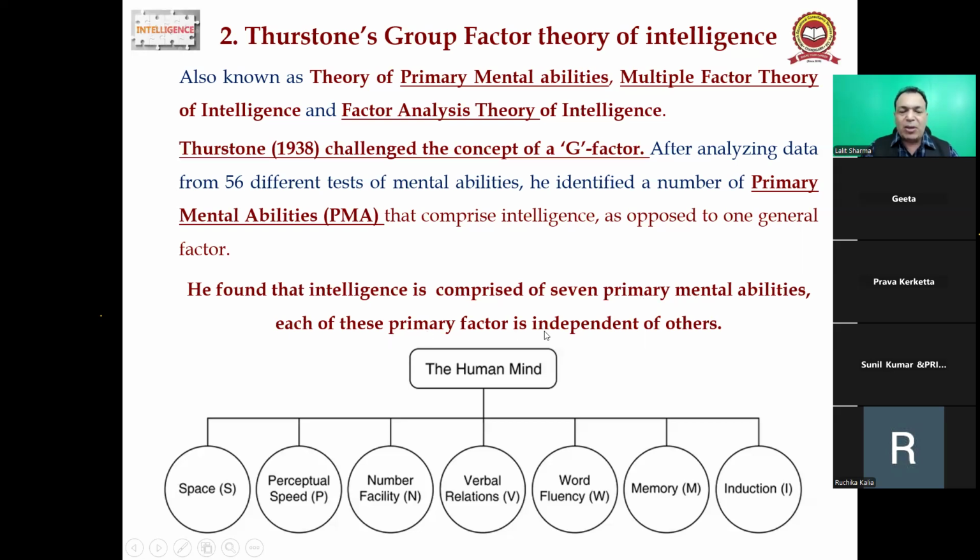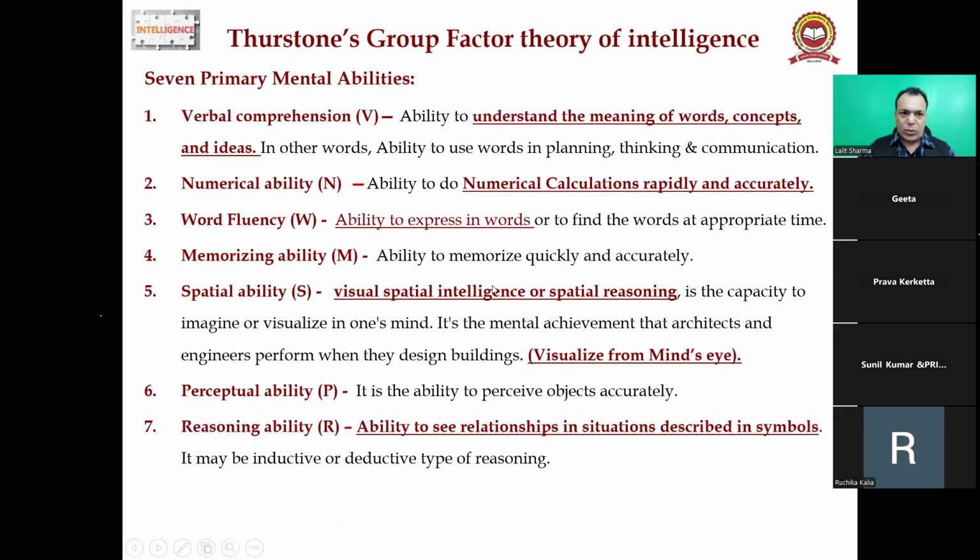Each of these primary factors is independent of others. किसी का किसी के साथ कोई लेना देना है ही नहीं. Right? These are the 7 factors. Okay. For example, number 1, verbal comprehension. These are the 7 factors you have to learn. Okay. Verbal comprehension.